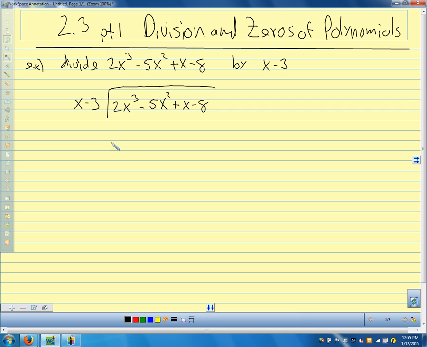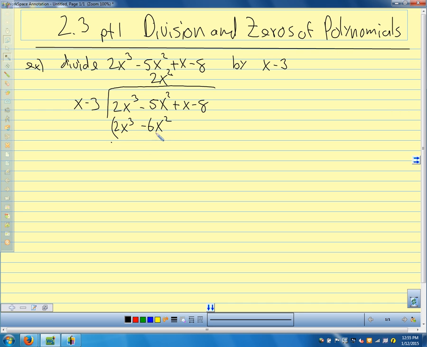And then what I ask myself as I'm doing this problem is I look at this first term, and I say, what do I have to multiply x by to get 2x to the third? 2x squared, and I write that up here. Now I'm going to multiply 2x squared by both of these. So 2x squared times x is 2x to the third. Multiply here, and I get minus 6x squared.